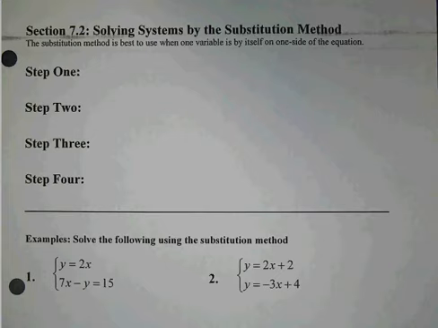Okay, little review. Review with me a definition. We talked about a system of equations, right? What was that definition without looking back? Do you remember?